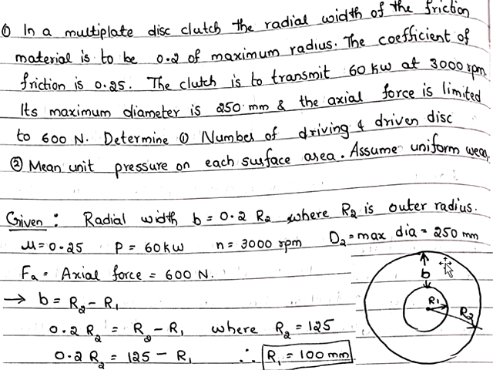From this diagram I can write the width of friction material B equals R2 minus R1. We'll substitute for B: B equals 0.2 times R2, minus R1. But in the question, the outer diameter D2 is given. Using D2 you can find R2, which you will get as 125 mm. Substitute here, and you will get R1 as 100 mm. So first I am calculating the dimensions R1 and R2.